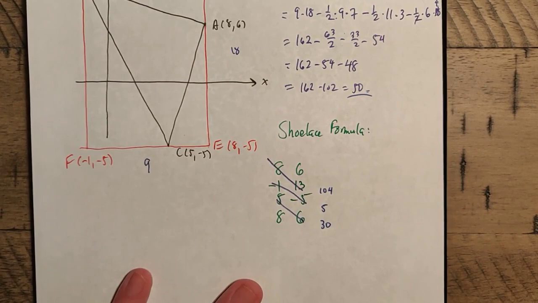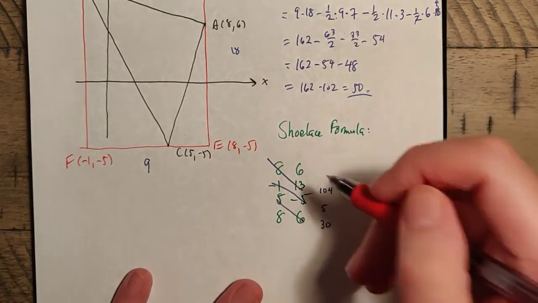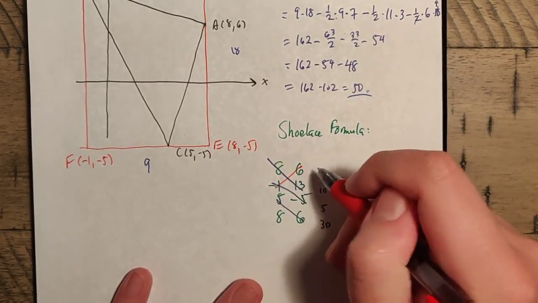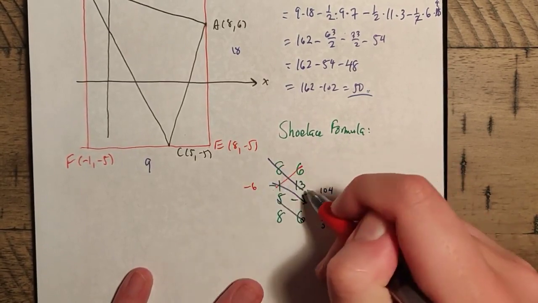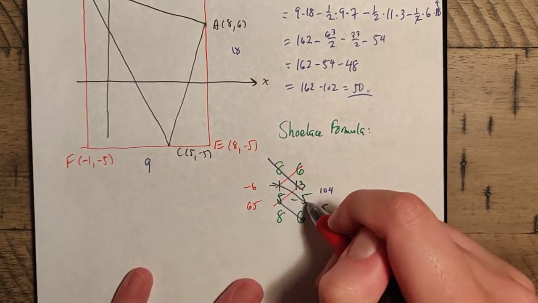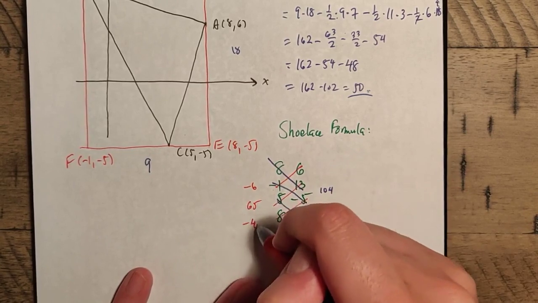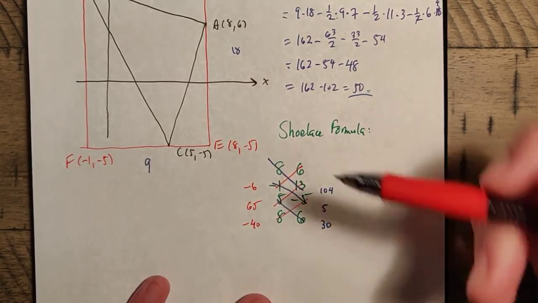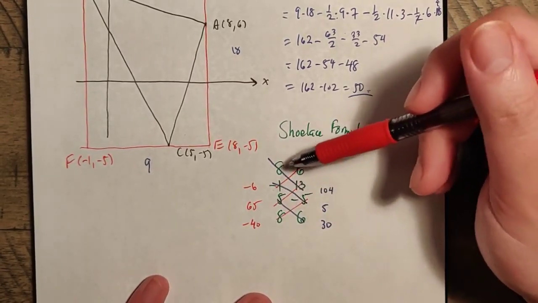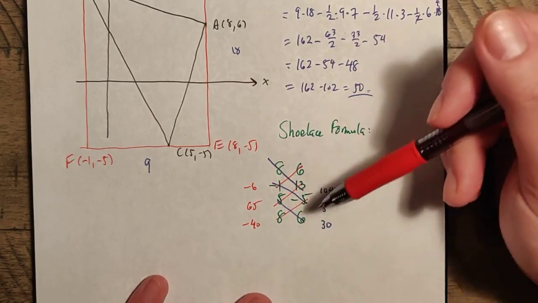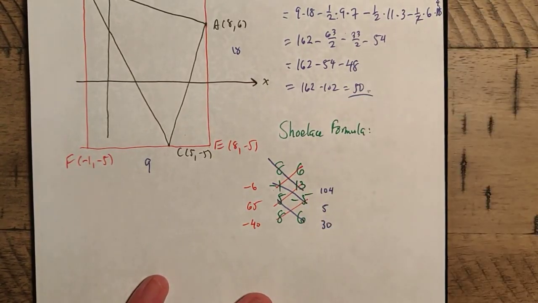Okay. Now we're going to do the same on the left-hand side. So in this case, we're going to go down to the left here. Negative 1 times 6 is minus 6. 13 times 5 is 65. Negative 5 times 8 is minus 40 here. Now you'll note that this kind of looks like bootlaces, which is why it's called the shoelace theorem, the shoelace formula.